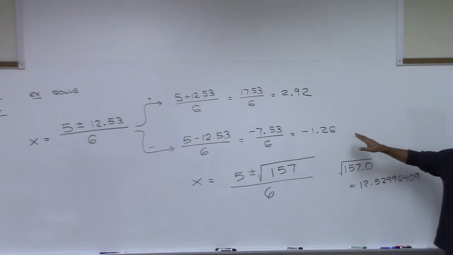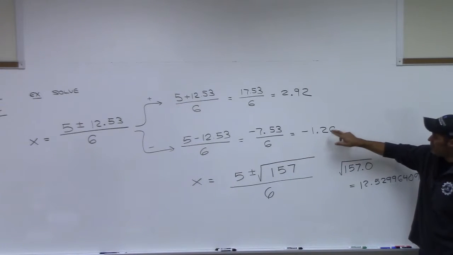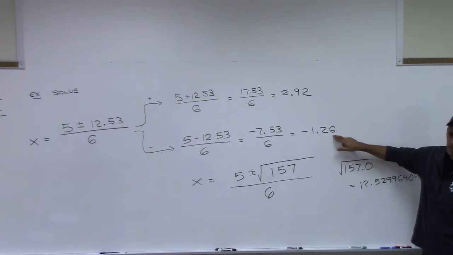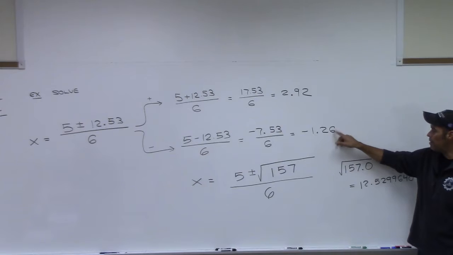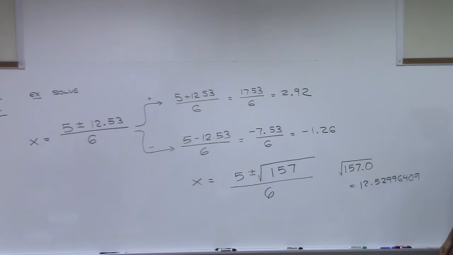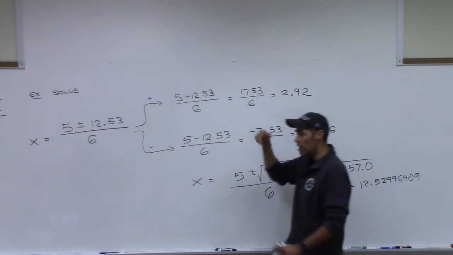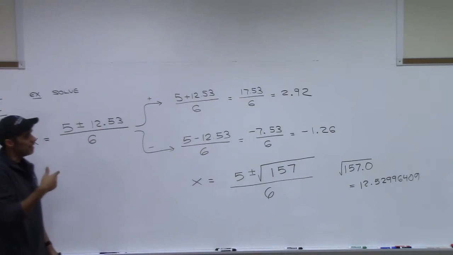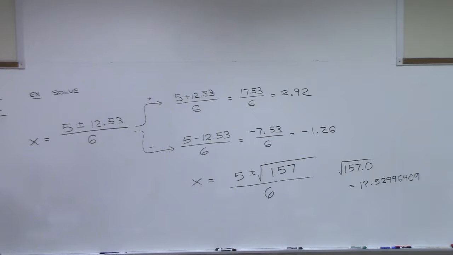I'm not going to be real particular about this. I want this digit to be accurate, this one not so much. So that's why I want you to round on this one, because if you mess that up, we still at least have this digit right. All right, good? So that means that if you plug that number, 2.92, into the original equation, it should be correct. And if you plug in negative 1.26, it should be correct.